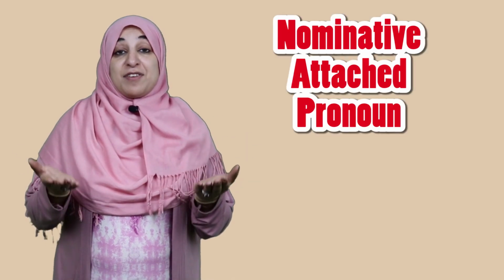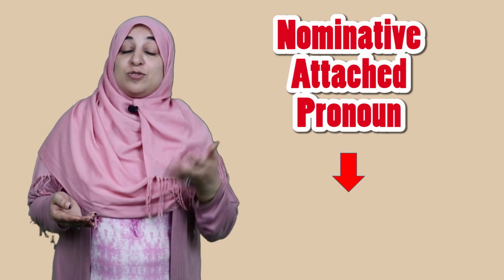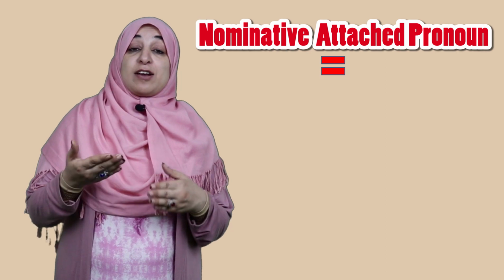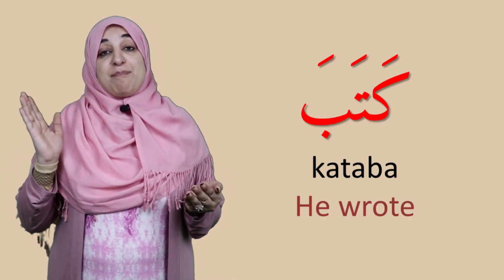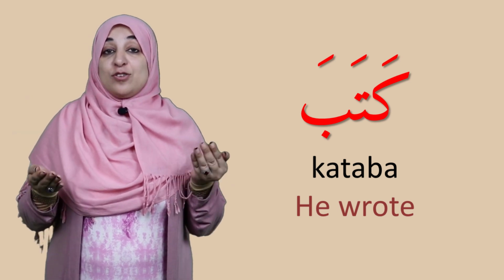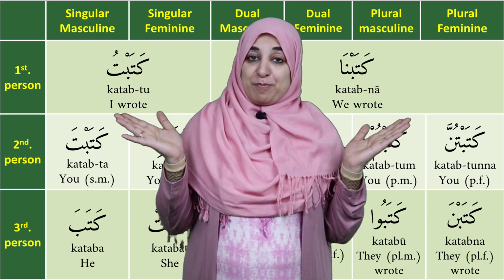Welcome. The nominative attached pronoun can be connected to the past verb. So, you can consider this video explaining the conjugation of the past verb in Arabic. Because this type of pronoun is attached, let's learn its forms, attaching them to the past verb kataba, which means he wrote. This is our table of pronouns.